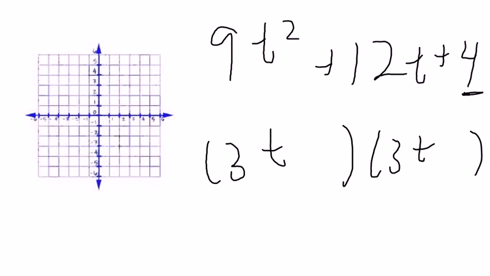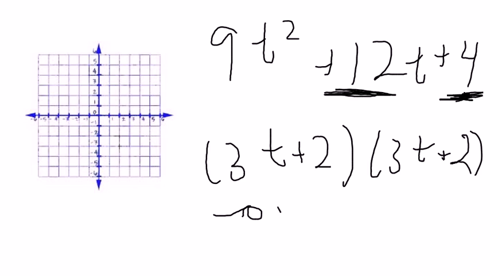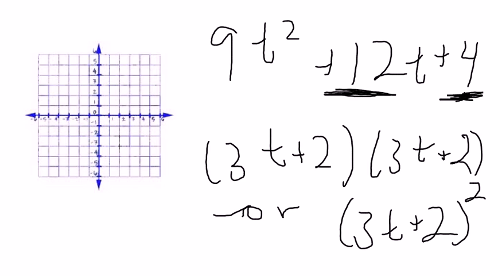So let's try 2 and 2. They got to have the same signs because 4 is positive. They have to be both positive because you got a positive 12. Two negatives added together can't give us a positive. So it would be 3t plus 2 times 3t plus 2, or 3t plus 2 squared. And that is our answer, and that is letter A. Okay, thank you.